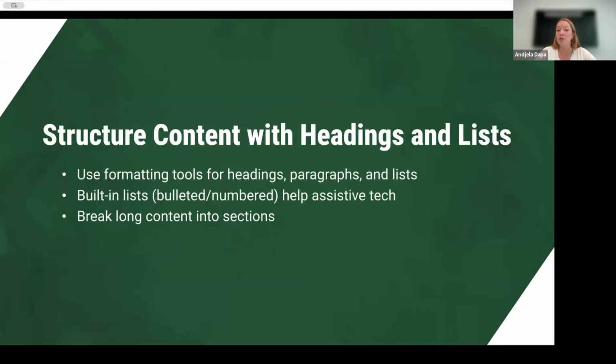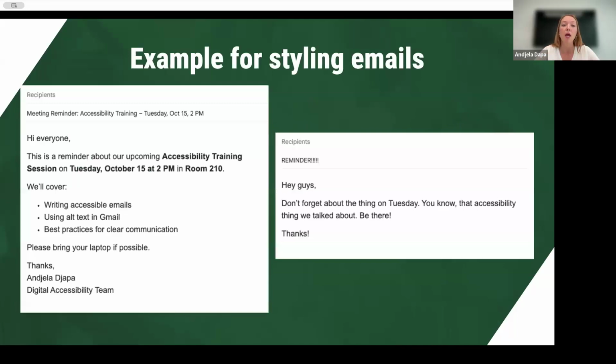Using formatting tools such as headings, paragraphs, and lists. Now, Gmail itself does not have all of these abilities. However, it has lists. So if you are writing out a list, you should be making sure that you're utilizing those options in Gmail. We'll go over that in a moment. And again, as we talked about a minute ago, breaking up long content into sections and making sure that each of those sections has its own message.